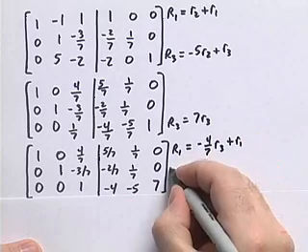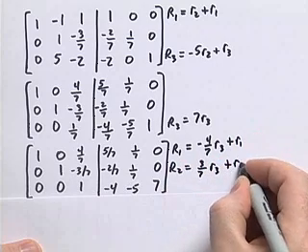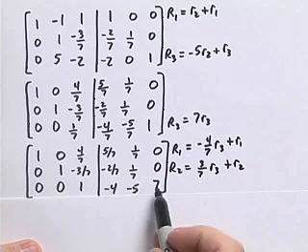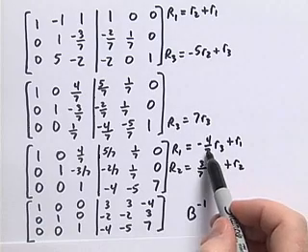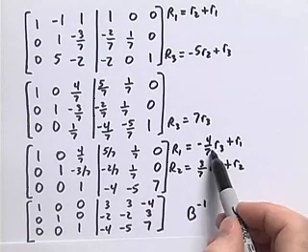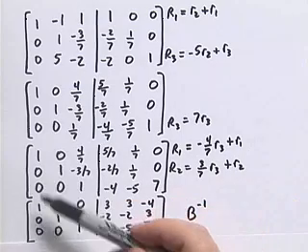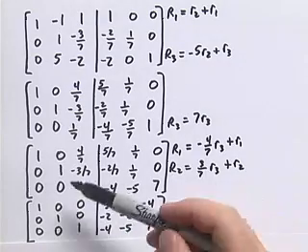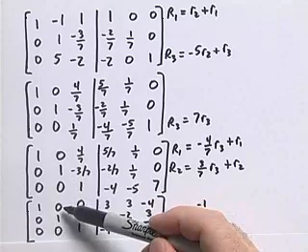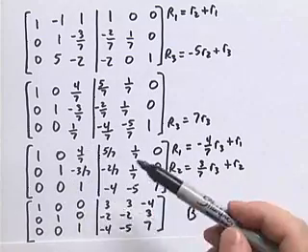Our new row 2 will be 3/7 times row 3 plus row 2. We're not changing our third row, so we're just going to rewrite that. Notice our third row is the same. To get our new row 1, we multiply the third row by negative 4/7, add it to row 1. Negative 4/7 times 0 is 0, plus 1 gives us 1. Negative 4/7 times 0 plus 0 is still 0. Negative 4/7 times 1 plus 4/7 gets us 0.